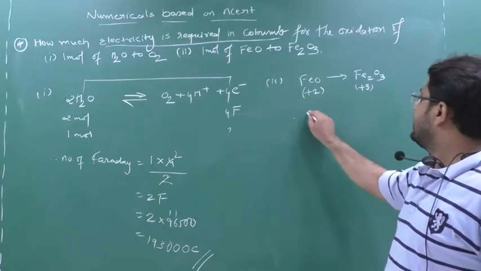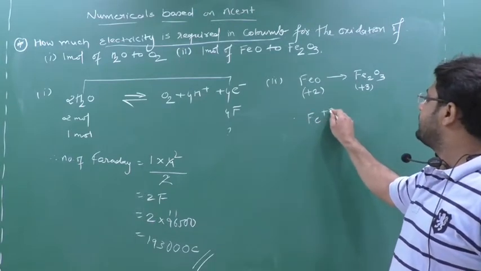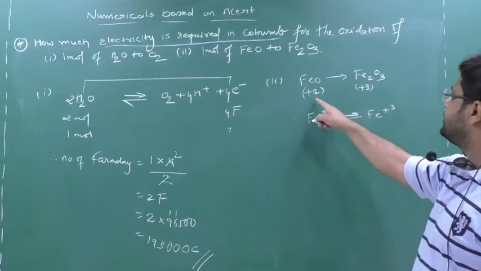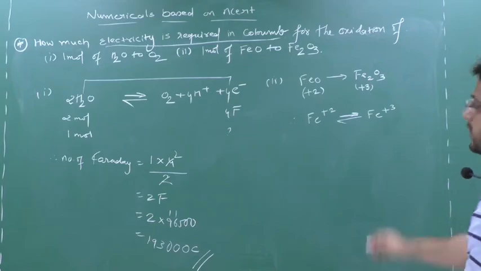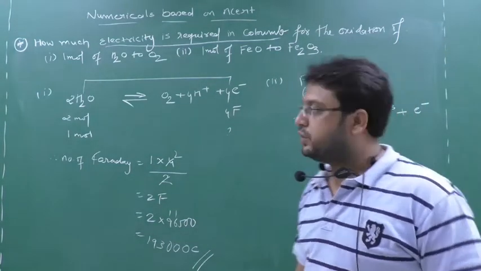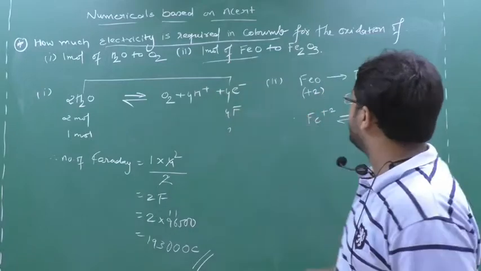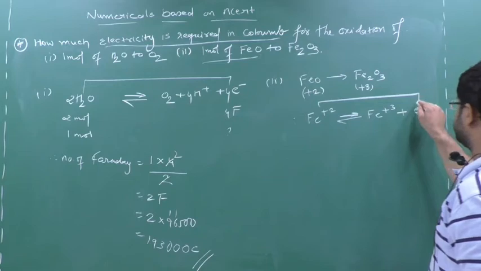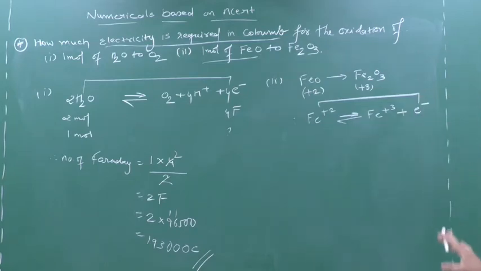So what I will do? I will write it in the ionic form. So Fe plus 2 will give what? Fe plus 3. As it is oxidation, due to increase of oxidation number, there will be loss of electron. Now they have given 1 mole of FeO, means this portion is given. So I have to compare this and this. Now see, this reaction, everything has been balanced.